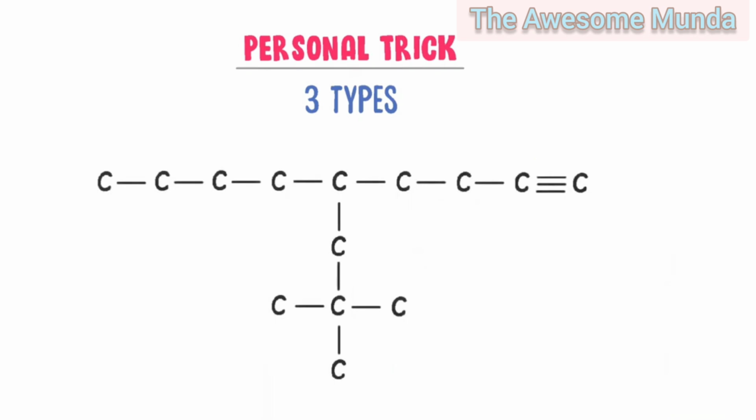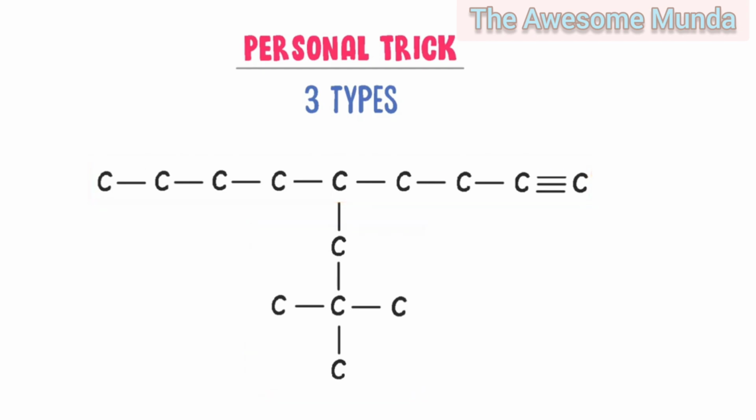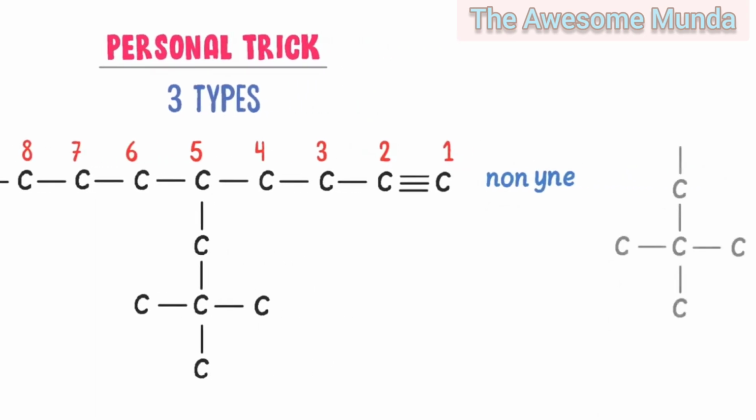Consider this organic compound. This is the father chain and this is the son. I number the father chain. 1, 2, 3, 4, 5, 6, 7, 8, 9. There are 9 carbons present in the father chain. I write non. Also, there is 1 triple bond. I write ine. What about the son's part? Well, I write it separately and instead of the father chain, I write the alkyl group R.